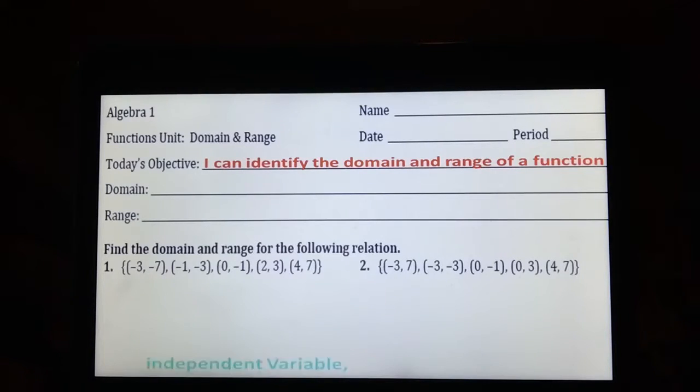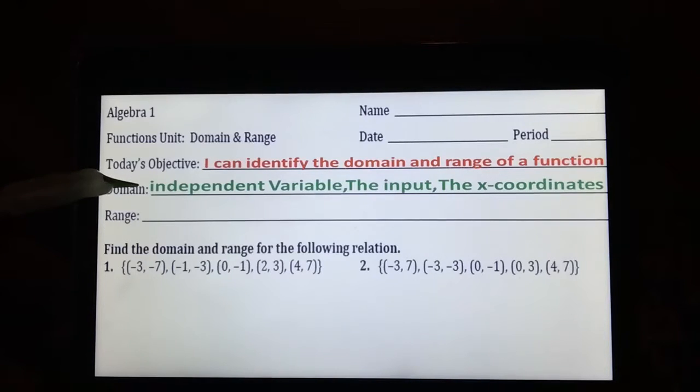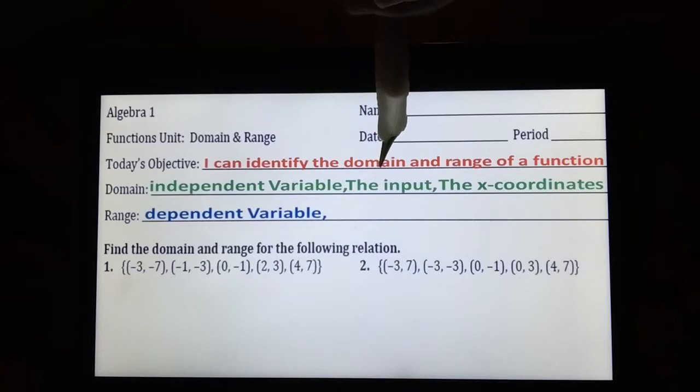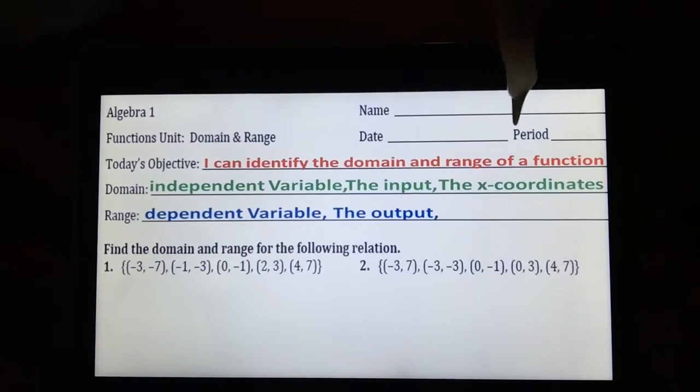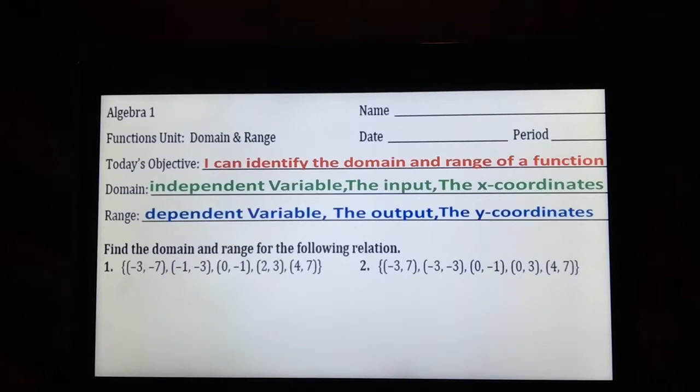So if the domain is the independent variable, the input, and also the x-coordinate, you have to tell me what the range is, because the range is the absolute opposite of the domain. So go ahead and answer that right now. Alright, so very good. Now over here, the independent variable, the opposite of that would be the dependent variable. Over here we have the input, the opposite of that would be the output, and the opposite of the x-coordinate would be the y-coordinate. Okay?